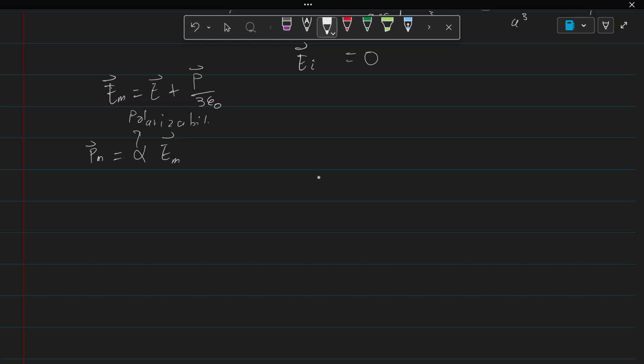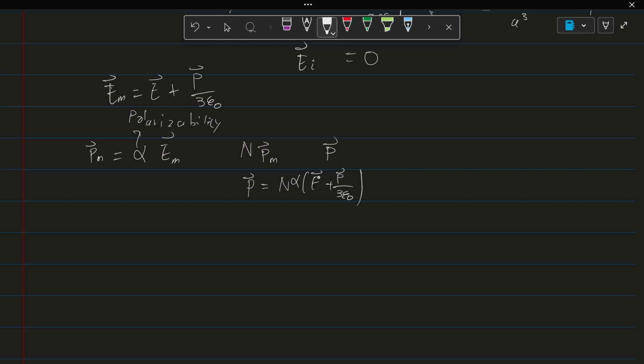Polarizability. And so if you notice the relationship between the molecular polar dipole moment and the polarization, it's just n p_m vector is equal to this big P vector. So what we can obtain here is that the P vector is n alpha times (E vector plus P vector over 3 epsilon 0), right?